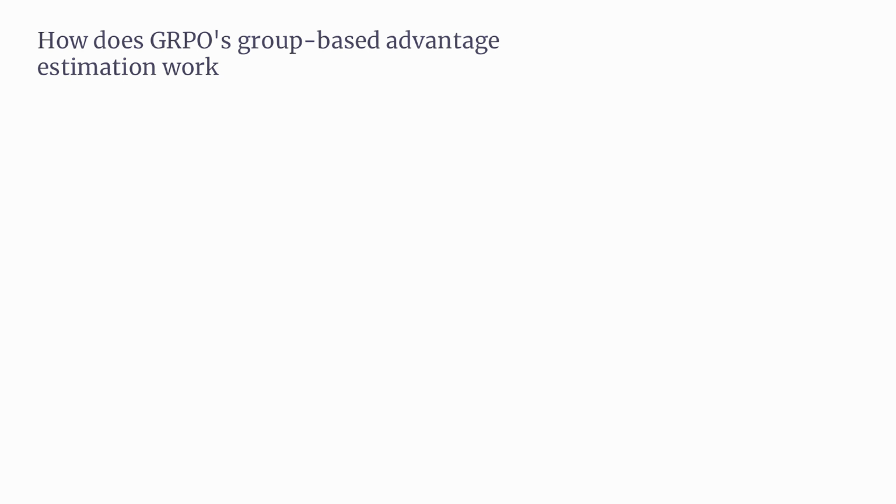Now let's break down how Group Relative Policy Optimization, GRPO, uses group-based advantage estimation to improve the training process, especially when it comes to large language models. This method is central to GRPO's efficiency and effectiveness. The first, key steps in group-based advantage estimation.